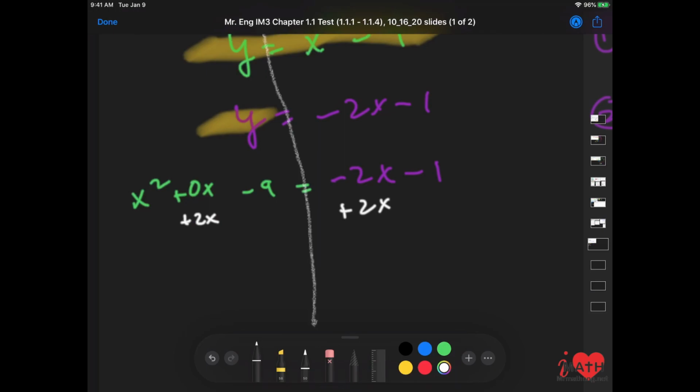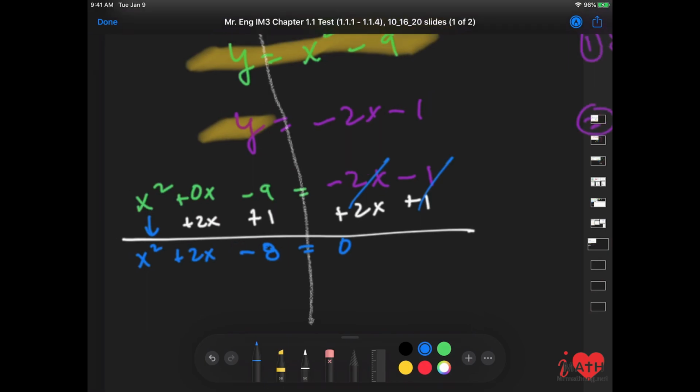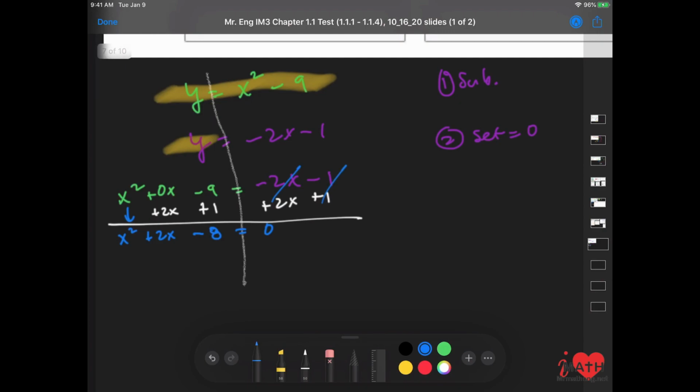I'm also going to move this -1 to the left side. And now we have this. x squared, 0 plus 2 is 2. And -9 plus 1 is -8. -2x plus 2x is 0. And -1 plus 1 is also 0. So now we have it, equals 0. All right, what do we do next? We need to check the discriminant.